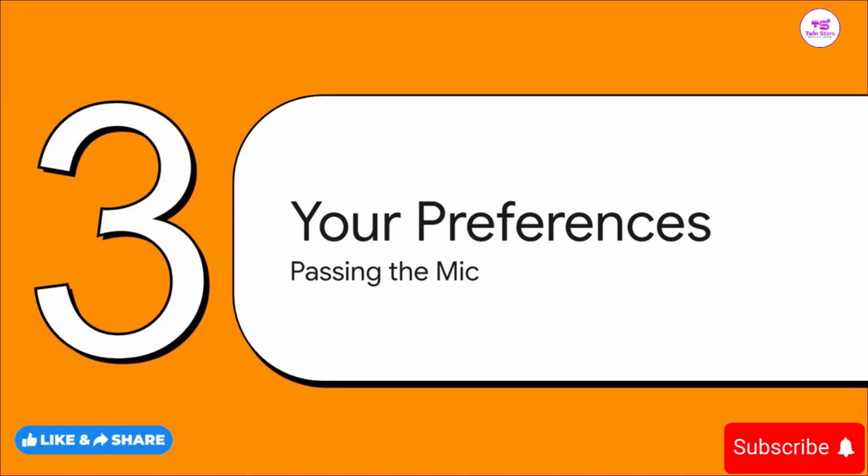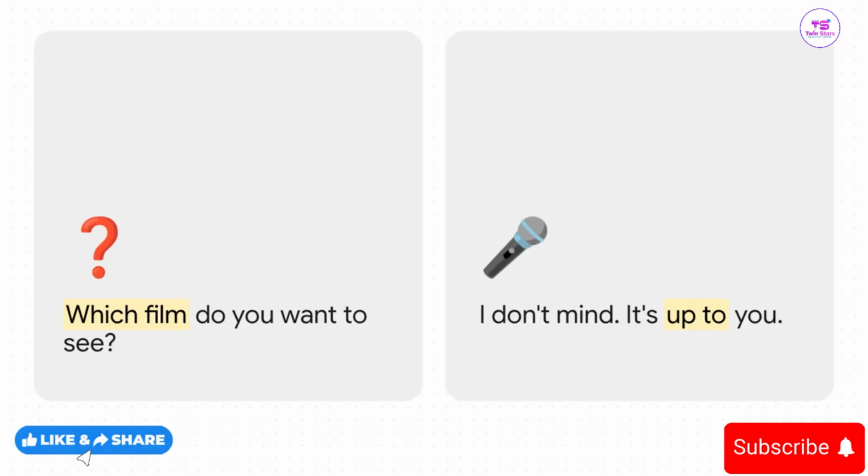But what happens when you don't really have a strong opinion? That brings us to Section 3, Expressing Your Preferences, or as I like to call it, passing the mic. So when you get asked a direct question like, which film do you want to see?